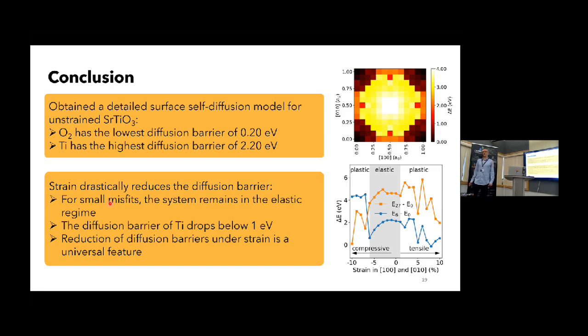So, with the questions there. It was a very nice presentation. I would like to ask you a few things about your model. I don't see any vacancies in your migration mechanism. Now, strontium titanate should have anionic vacancies, oxide ion vacancies, and should have cationic vacancies. And vacancies would enhance migration of species. But your model does not include vacancies around the surface.